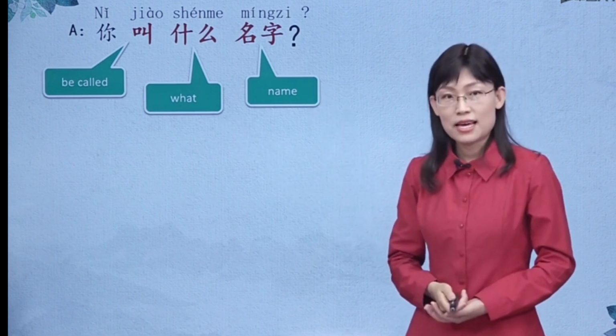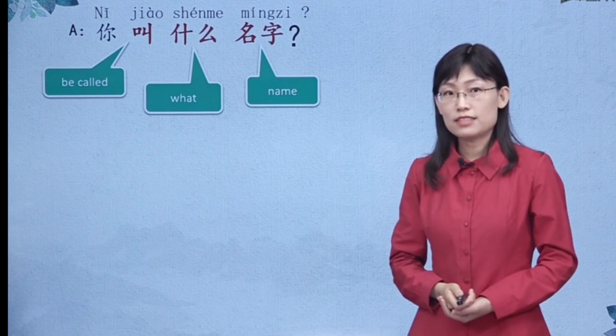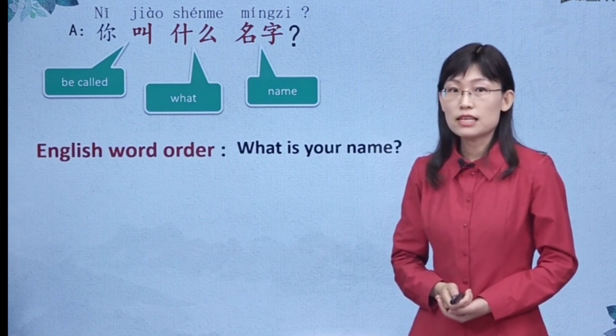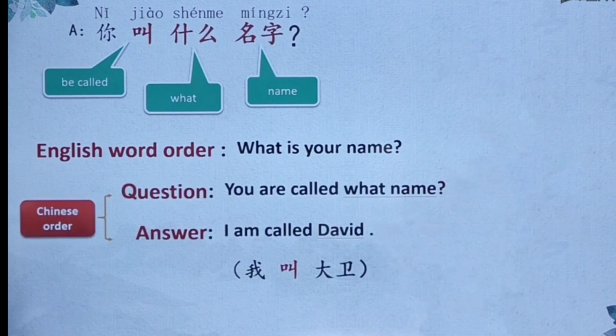名字 means name. You may have noticed that Chinese word order is different from English. In English, the question word is usually put at the beginning of a sentence, while in Chinese, the word order of a question and of an answer is the same. We simply put the question word at the place of the information that you are asking. So the direct word-by-word translation of 你叫什么名字 is you are called what name? While the answer could be 我叫大卫, that is, I am called David.